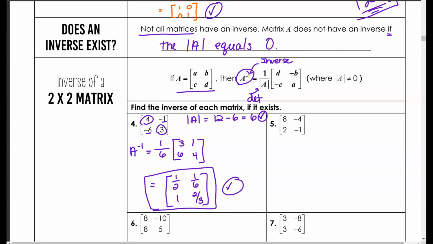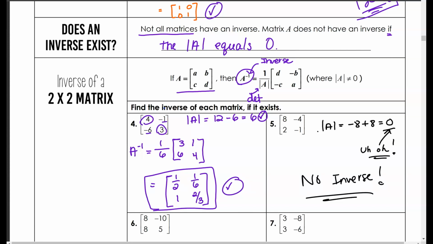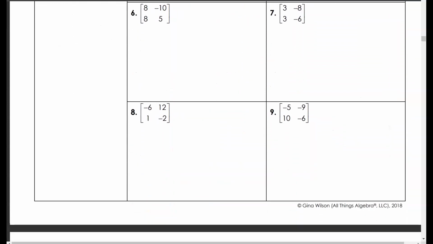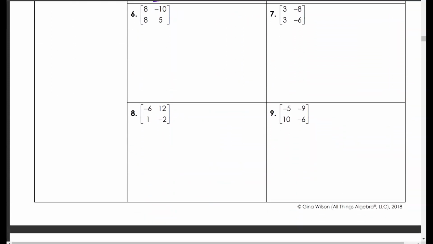Try number 5. Notice for number 5 that when we calculate the determinant, we end up with a determinant of 0. So that's a big uh-oh. That tells us that the inverse does not exist for that particular matrix. Take a moment and try the remainder of these out. Actually, let's work number 6 out just to give you another example of me working it out, and then I'm going to have you try the next 3 on your own.